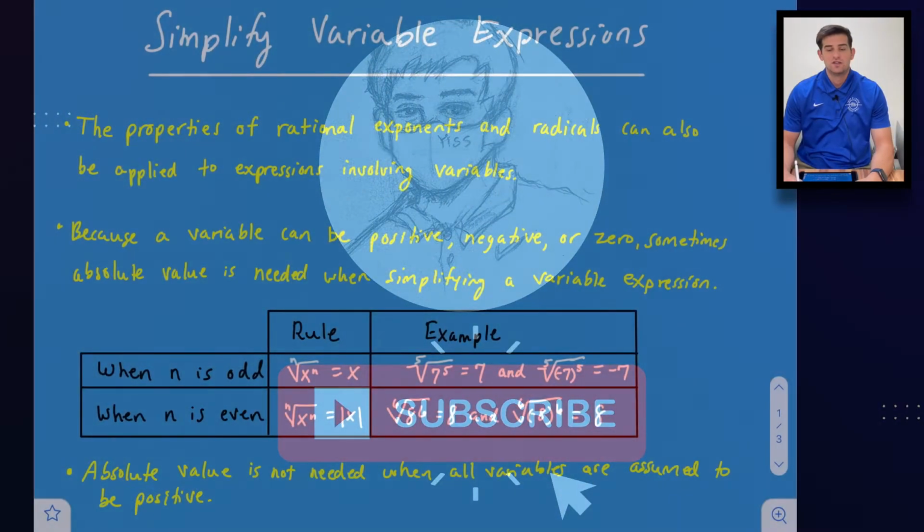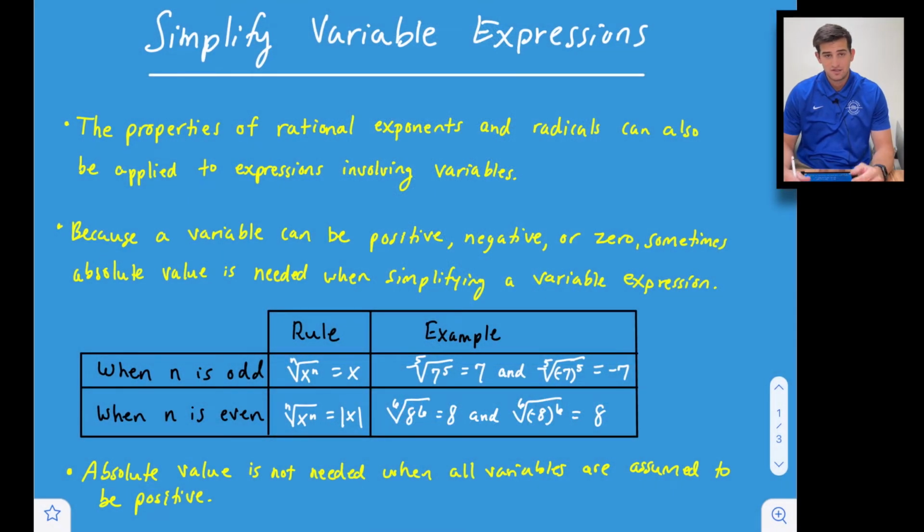Hello everyone, in this video we're going to talk about how we can simplify some expressions that contain variables. The properties of rational exponents and radicals can also be applied to problems that look like the ones we're going to look at in this video, or to expressions involving variables. Because a variable can be positive, negative, or zero, sometimes absolute value is needed when we are simplifying a variable expression. So what do we mean by that?